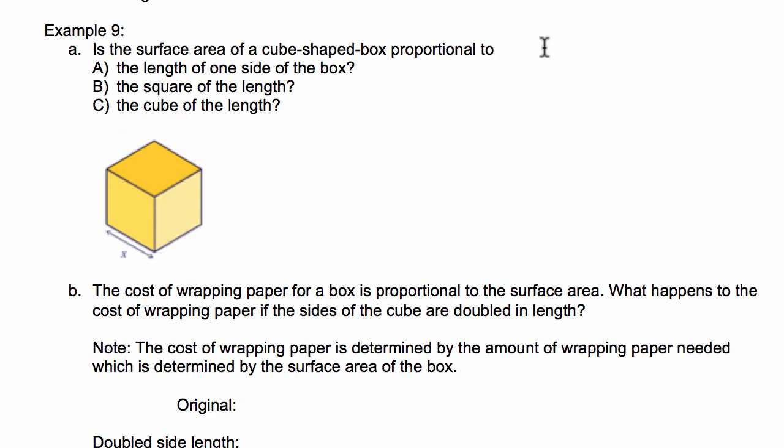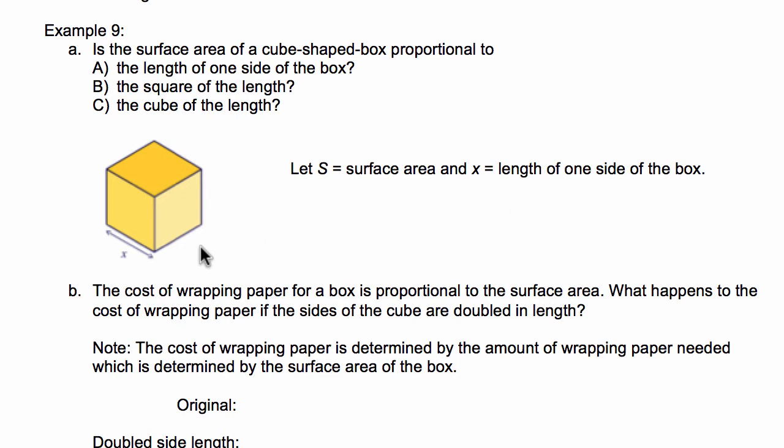Example 9. Is the surface area of a cube-shaped box proportional to A, the length of one side of the box, B, the square of the length of one side of the box, or C, the cube of the length of one side of the box? Let S equal the surface area and x equal the length of one side of the box.